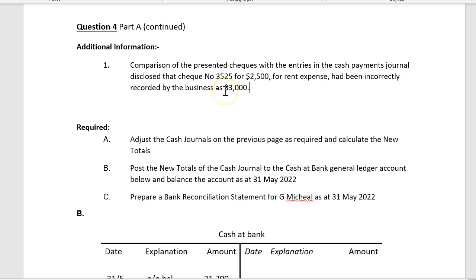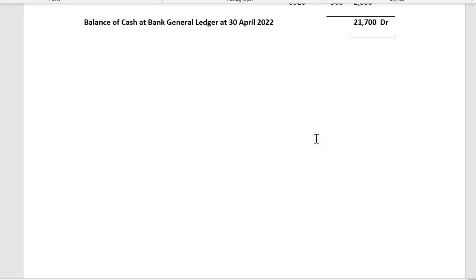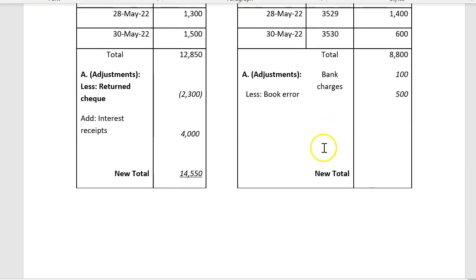In case of overstatement, what do you need to do? This relates to cash payments, so you need to subtract $500 from the cash payments balance. That's what we've done here. You less book error, which is a business error, 500. So what's the adjusted balance? 8,800. You add 100, which is 8,900. You less 500. That gives you the adjusted total of 8,400.